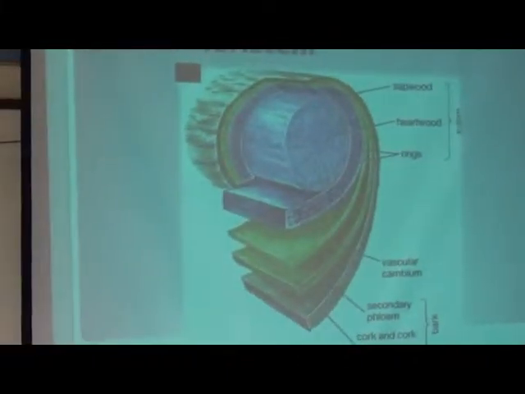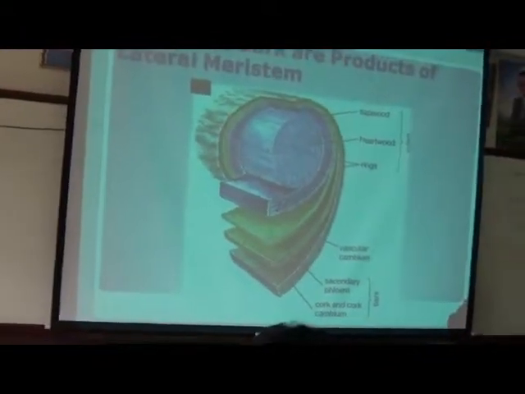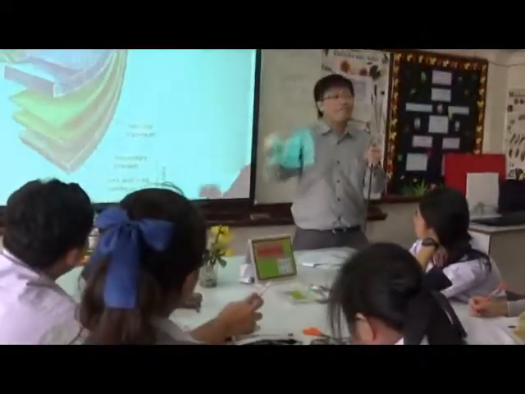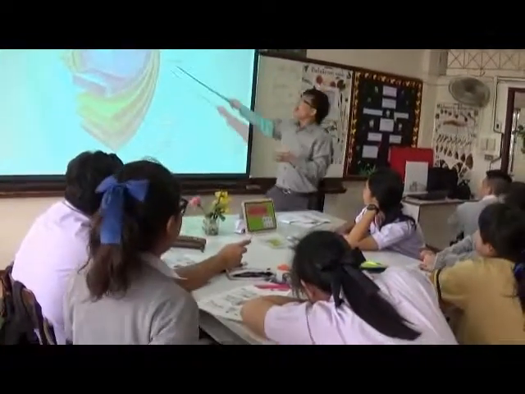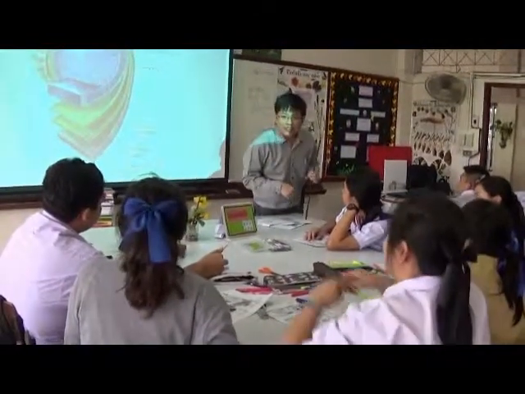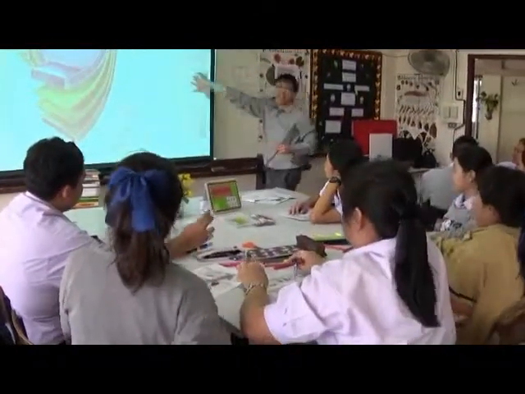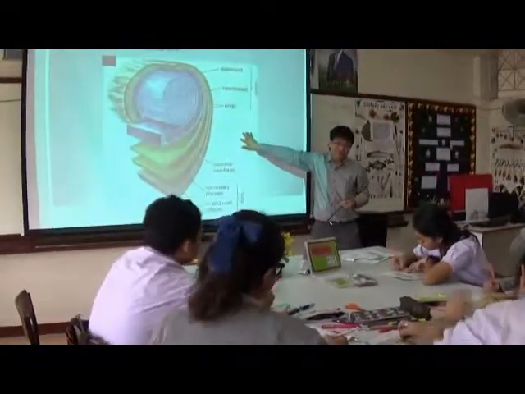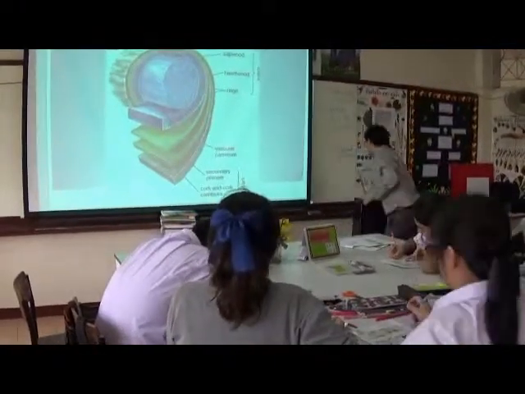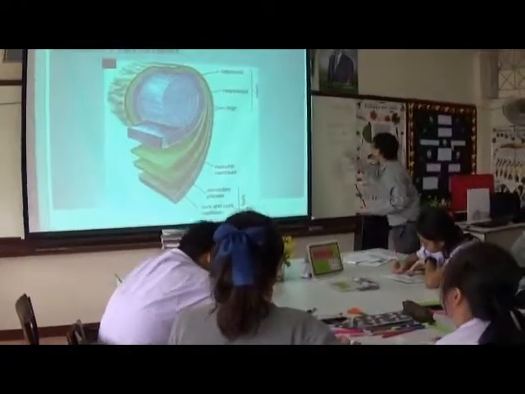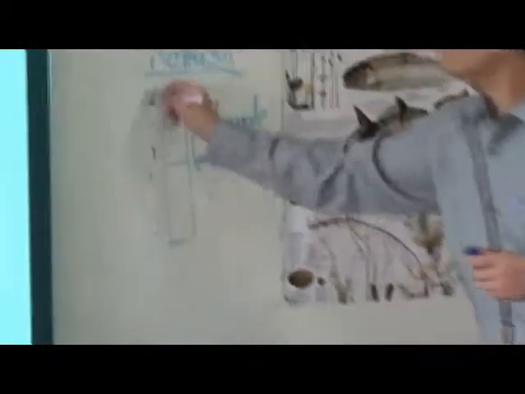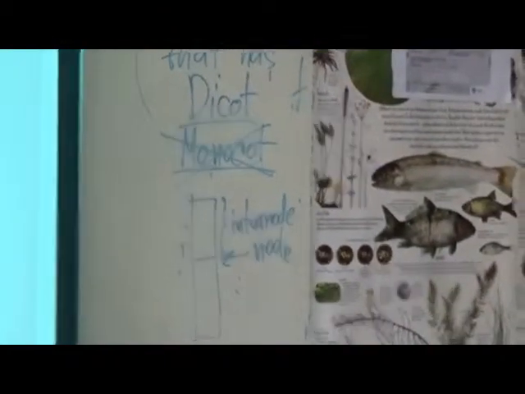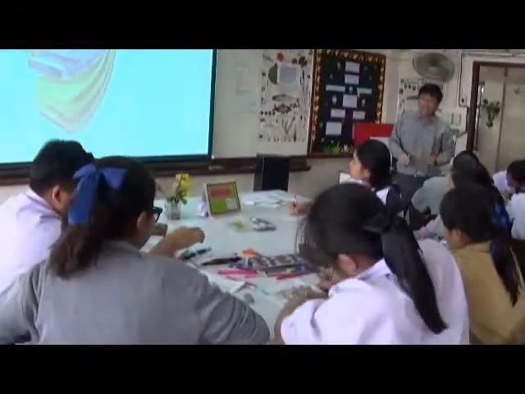Dicot or monocot. Di means two, mono means one. Dicot is called in Thai by Lien Phu. Monocot is called in Thai by Lien Diao. This picture falls in dicot or monocot? Dicot, you can take note. That falls in dicot. The ring of wood falls in dicot. Okay?